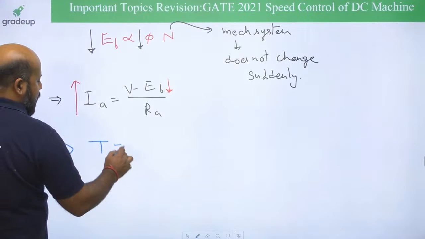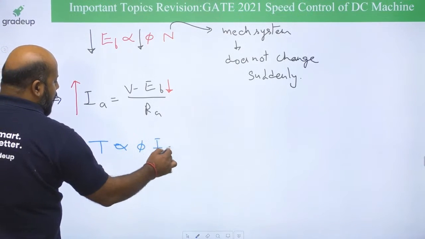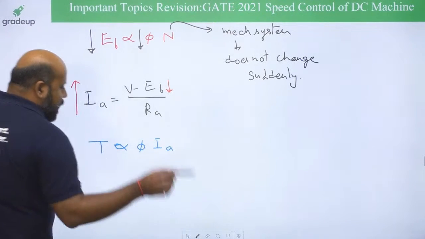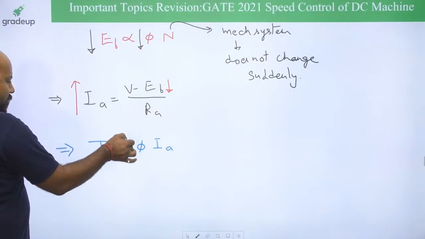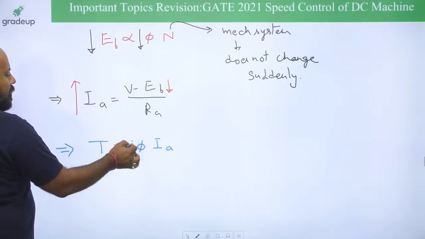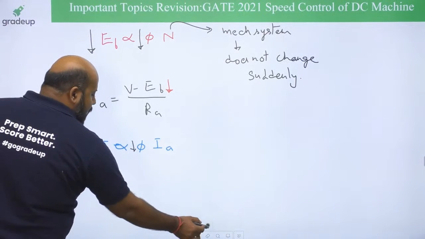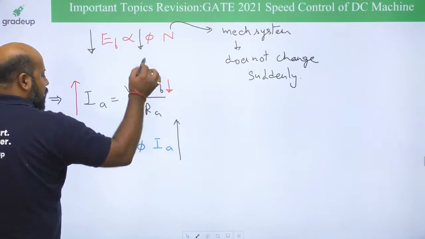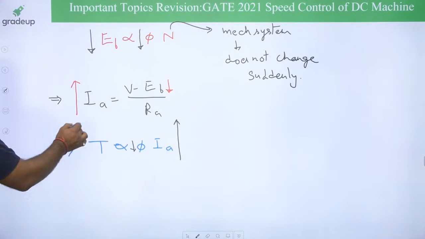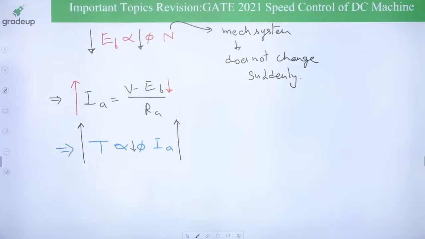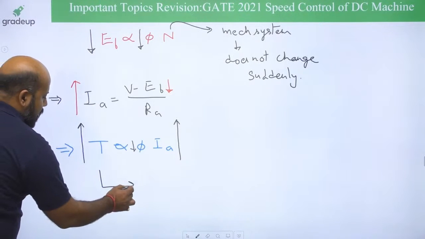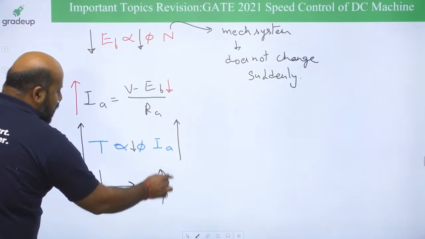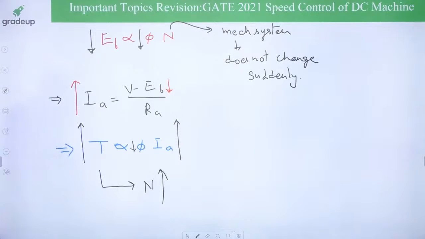Now if you write about the torque, you are defining it as phi into Ia. Now I am saying, and you please understand this, the change or the reduction in the flux is small, whereas the increase or the change in armature current is more, so the torque is going to be increased. And if the torque is going to be increased, finally the speed is going to be increased. This is the whole story. If you are able to understand this, then a lot of problems you can easily solve.